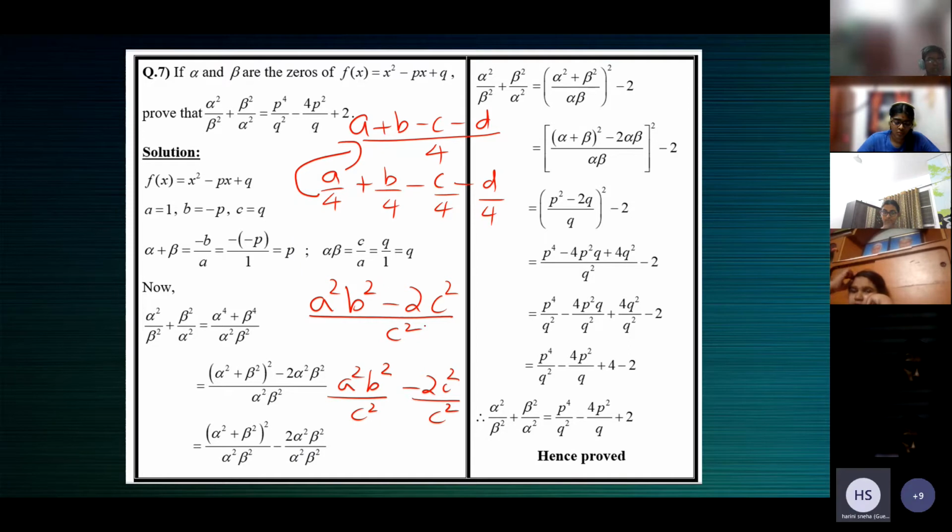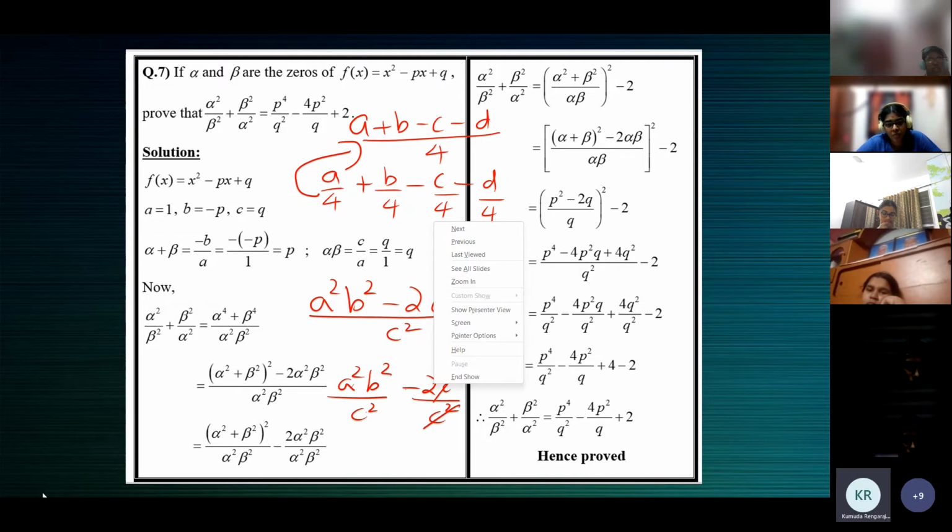So the c square denominator is for every term in the numerator. So you can write it as a square b square by c square minus 2c square by c square. So c square and c square will get cancelled. And you'll have a square b square by c square minus 2. Similar situation.